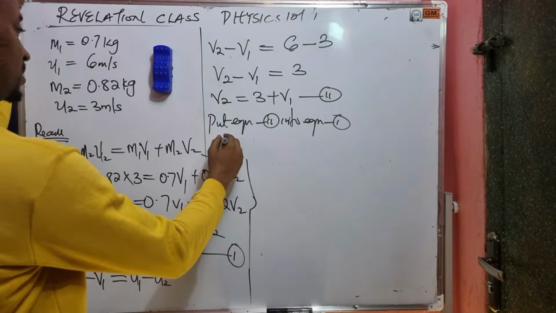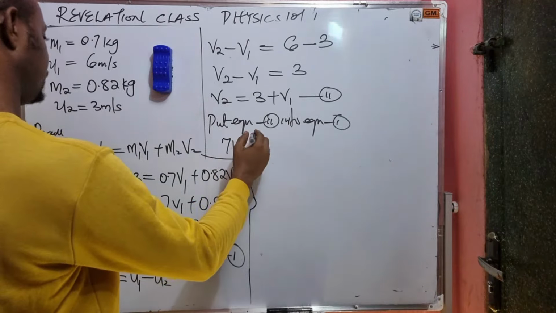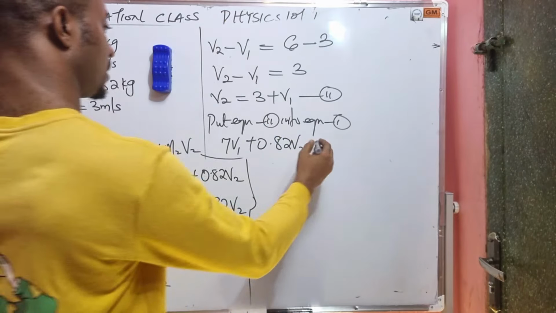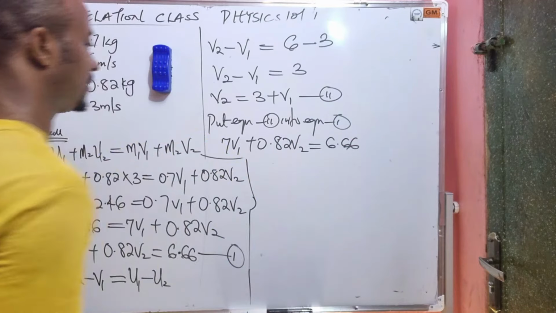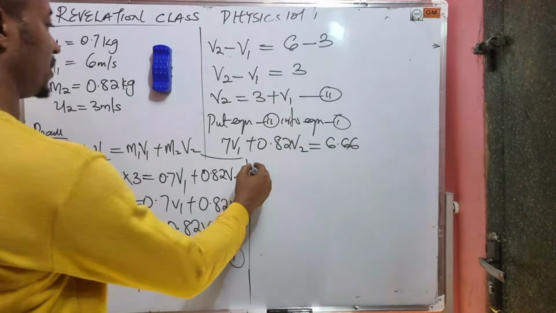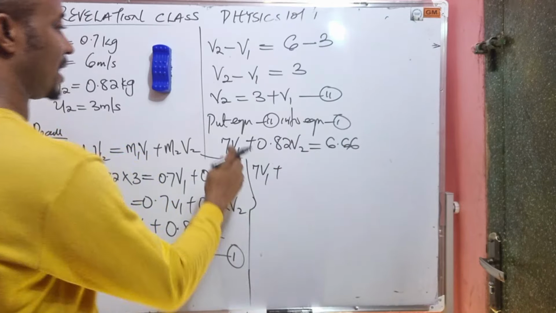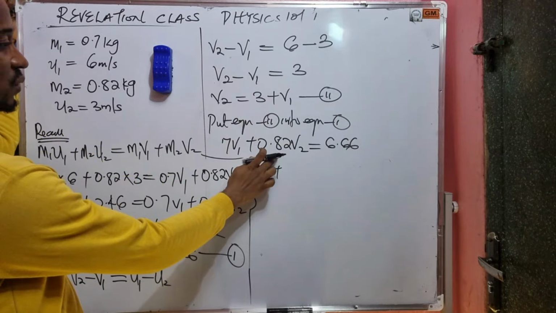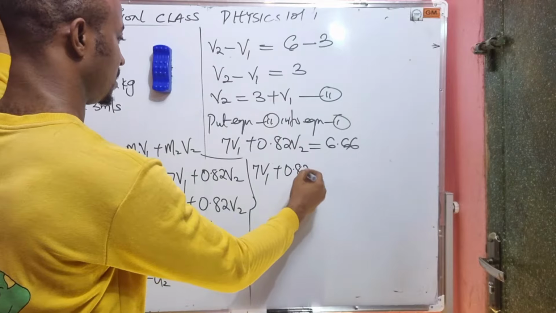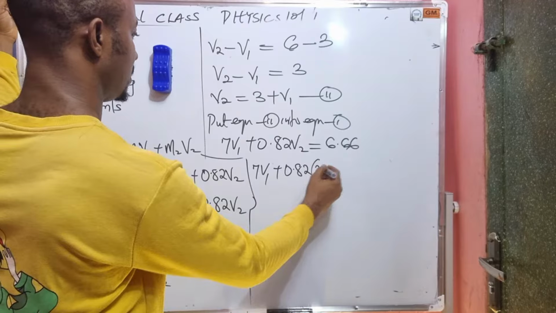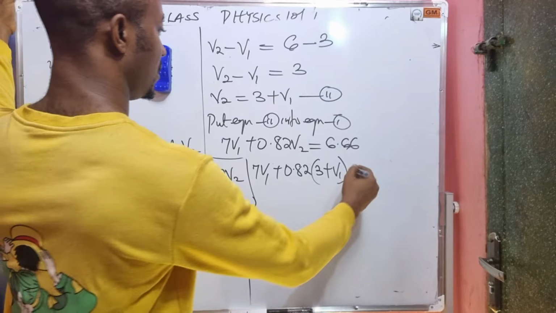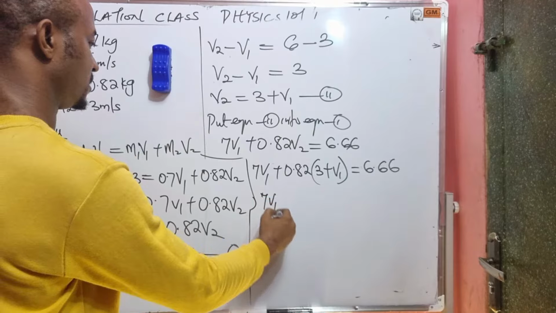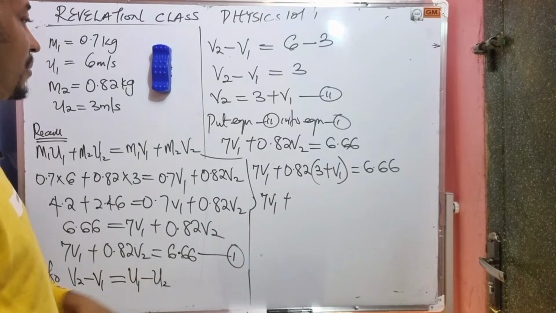Equation 1 says what? 0.7 V1 plus 0.82 V2 equals 6.66. Is that clear? Now let's move on. Let's put the value. It will give us 0.7 V1 plus, I'm replacing my V2 with 3 plus V1 in this equation here. So that means it will be 0.82 in bracket, our V2 is 3 plus V1, all equals to 6.66. So 0.7 V1 plus, I'm going to expand this now.